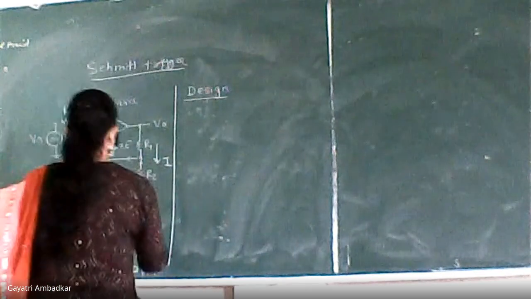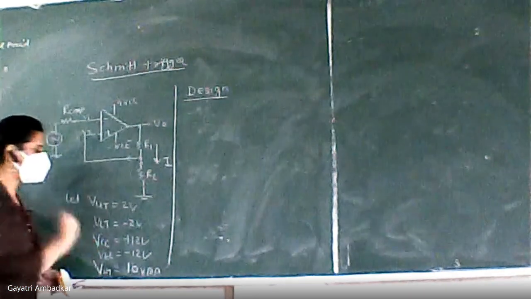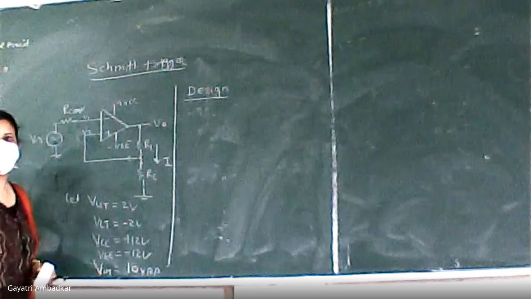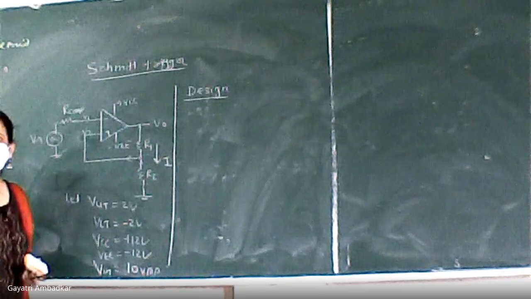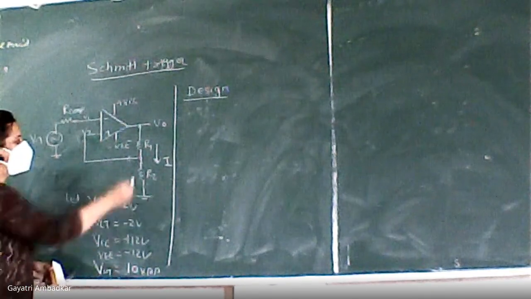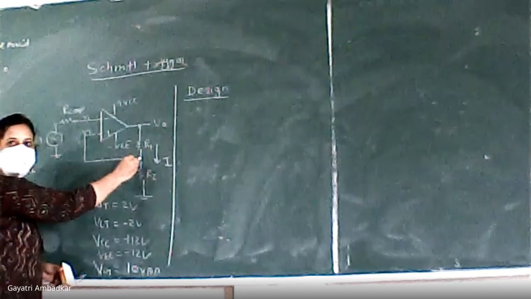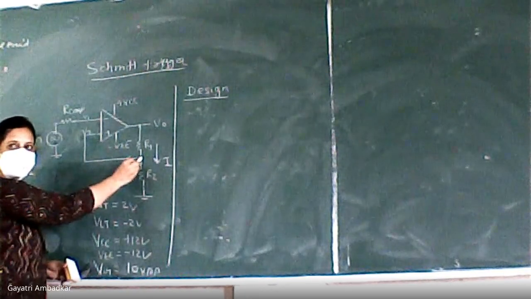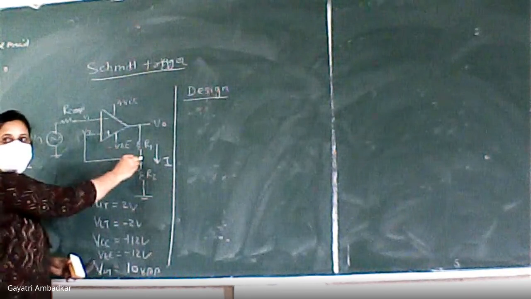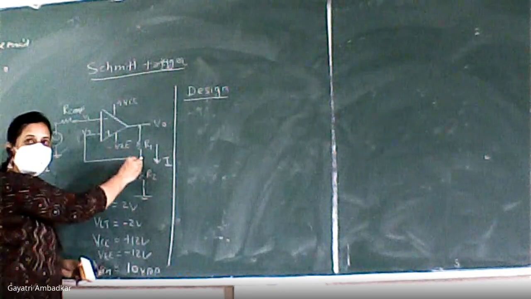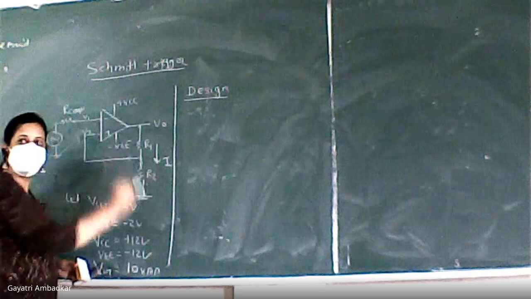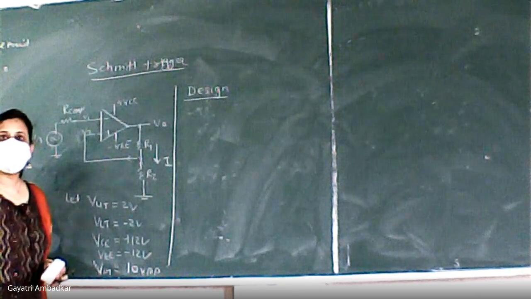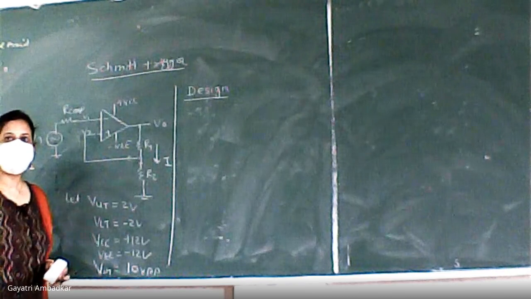Okay, so we have to design this circuit. Now, what is VUT and VLT? Tell me again. VUT, where is it? Can you locate it? Is the voltage at this point called VUT or VLT? Yes or no? Speak loudly, please. Yes, Tejas. Don't know?